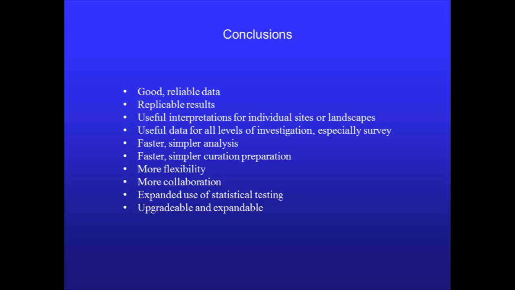Our general analysis is much easier and much faster. Depending on the number of proveniences and the specificity of local raw materials, we've seen increases in the speed of the analysis from anywhere from 30 to 100% for most projects. Curation preparations also become much simpler, and have experienced comparable increases in speed. With the option of adding attributes when necessary, our analysis is a lot more flexible, and the collaboration between the lab staff and the archaeologists is greatly increased.